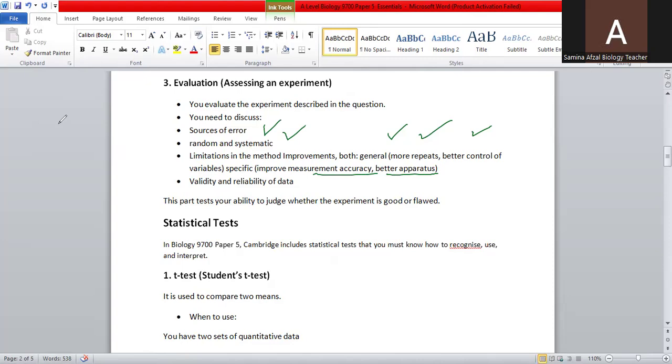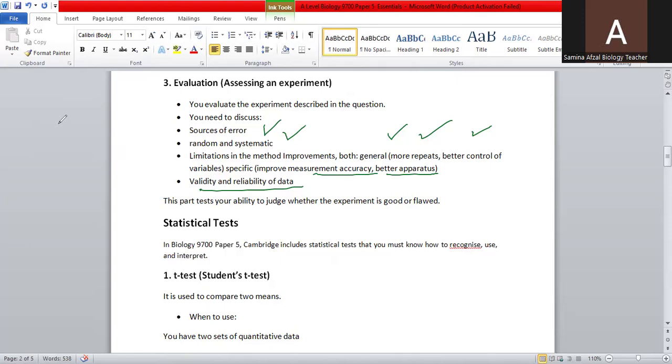The variables and reliability of the data, all this can be included. All this can be used to answer your paper. This part tests your ability to judge whether the experiment is good or flawed.